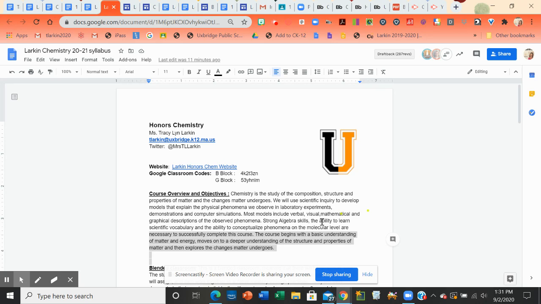Strong algebra skills, the ability to learn scientific vocabulary, and the ability to conceptualize phenomena on the molecular level are necessary to successfully completing this course. The course begins with a basic understanding of matter, moves on to a deeper understanding of the structure and properties of matter, and then explores the changes matter undergoes. So as we go through the year, we will build upon basic understandings, and it's a very scaffolded class. Okay.